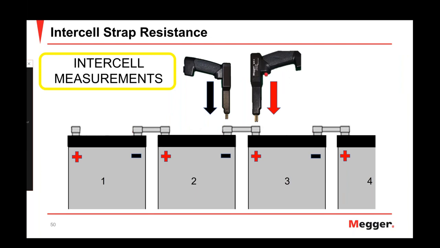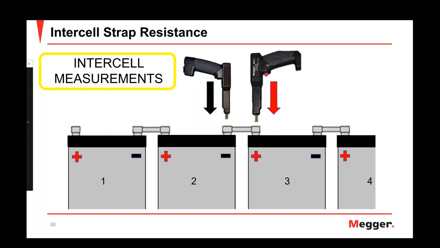Now let's take a look at the inner cell strap resistance measurement. It's going to be, again, in the same manner as we use for the BITE 2P. You're going to leave that black probe on the negative post of the cell that you just measured, and then you're going to move the red probe to the positive post of the following cell. So in this case, we just measured cell number 2, and now we're going to measure the strap between cells 2 and 3.